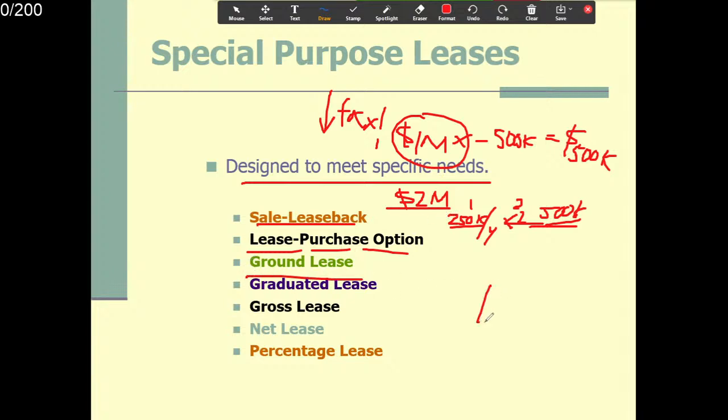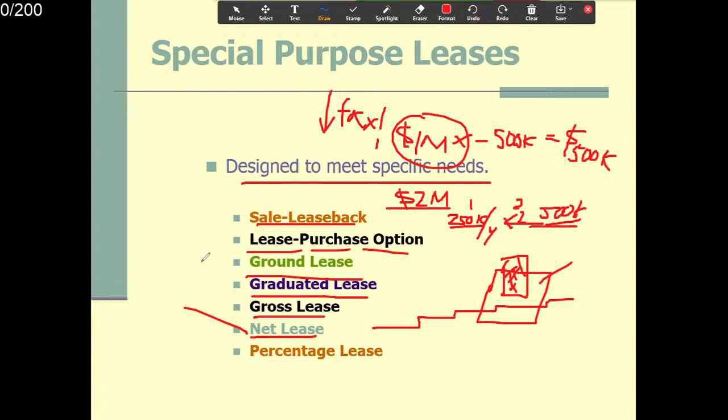Ground lease, right? I rent your land and then I build whatever I want on there. Okay? That's ground lease. Graduated lease is that I pay you more and more rent over time. Okay? Gross lease, it includes everything. Okay? A net lease, okay? I pay you basic stuff, okay? I still have to pay what? Triple net. Okay? Net, net, net. What's involved in there? Taxes, insurance, and maintenance. Okay?